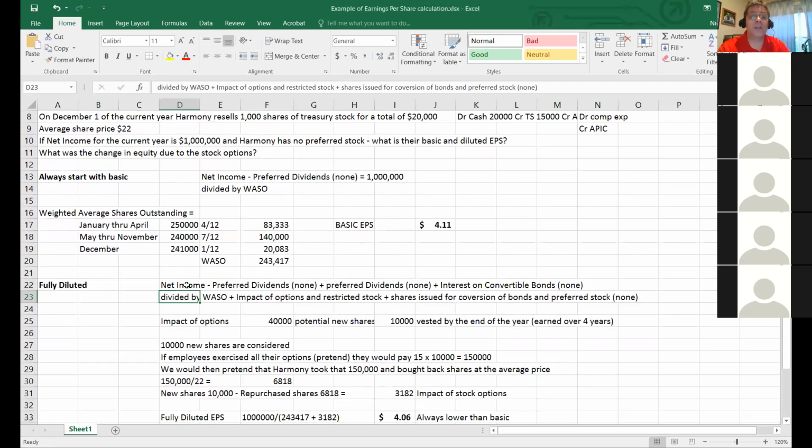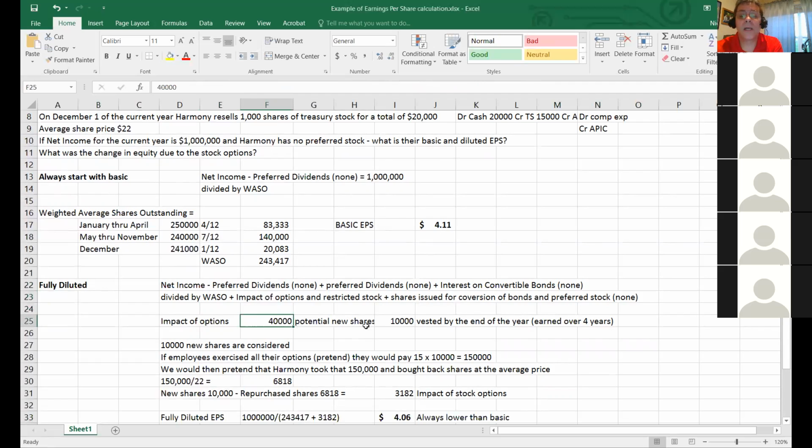So fully diluted, here's all the things that could happen: preferred stock, convertible bonds, options, restricted stock, and conversion of bonds, and so forth. That is not the order you should look at. You should always look at options first, and it's the only one of those 3 things that we have in our problem. So we're going to look at the impact of the options. We have, for this first year, 40,000 options we gave to our employees.